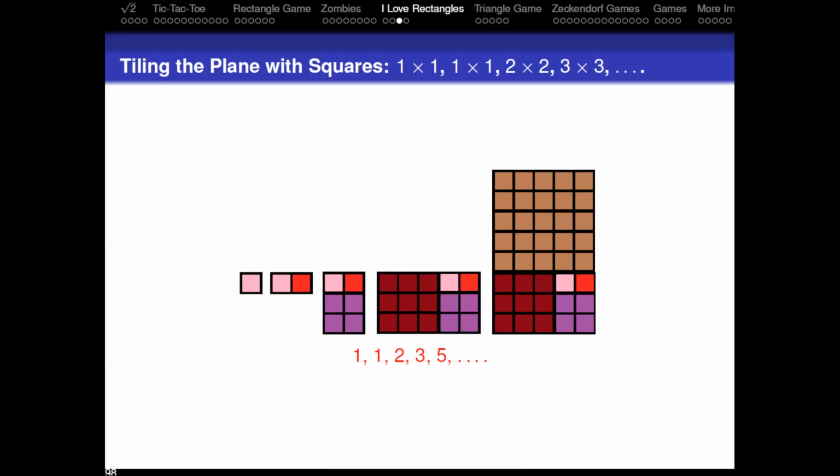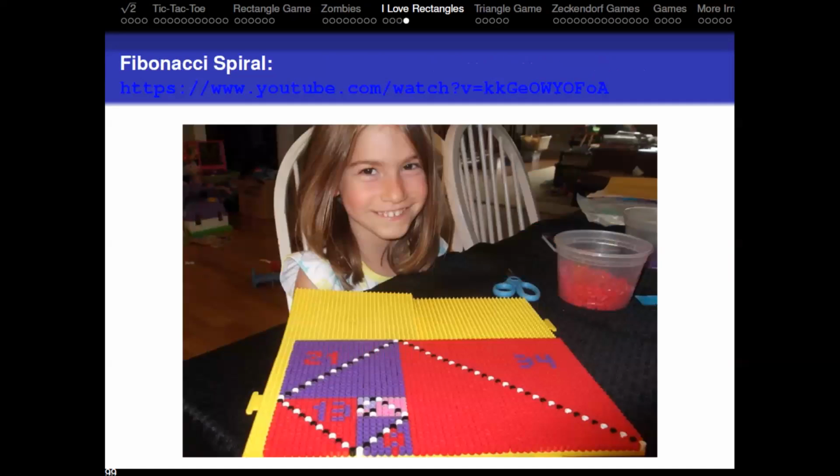What numbers are these? 1, 1, 2, 3, 5. Fibonacci numbers. What would come next? 8. So it's going to tile the plane.